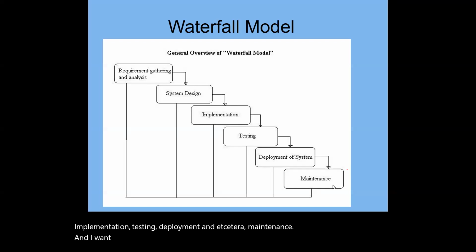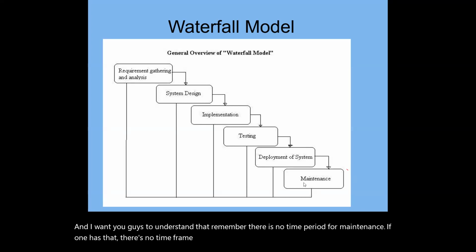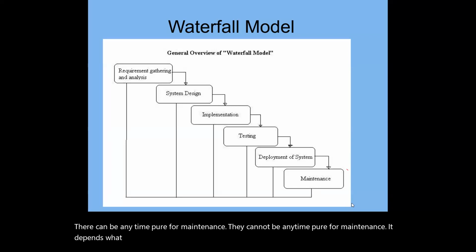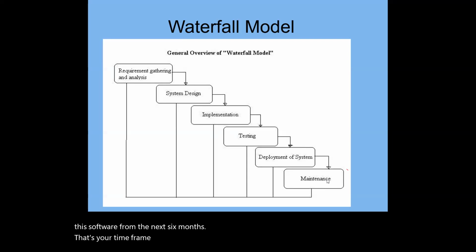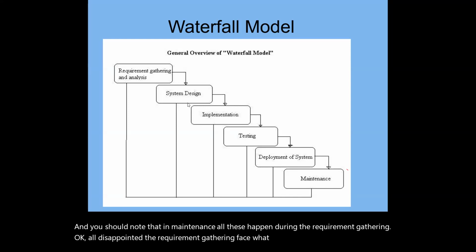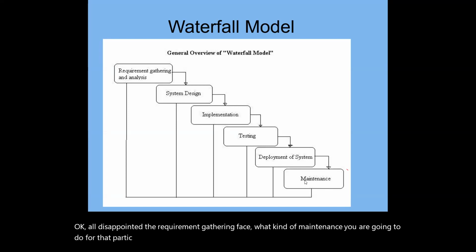I want you to understand that there is no time period for maintenance. If you want to ask, there's no fixed time frame for maintenance. It depends on what agreement or deal you are making with the client. If you say, I will maintain this software for the next 6 months, that's your time frame. After that, you will hand the software to the client. And you should note that all this happens during the requirement gathering phase: what kind of maintenance you are going to do for that particular software.